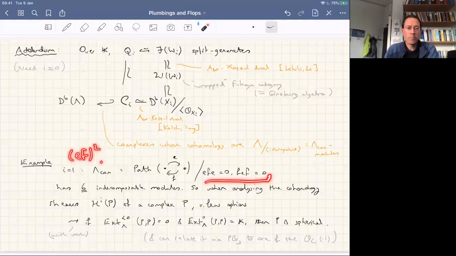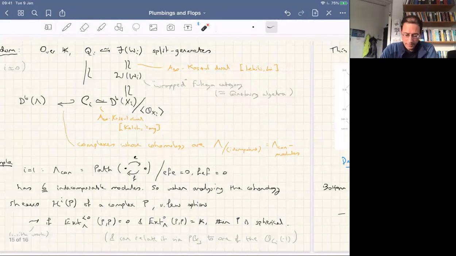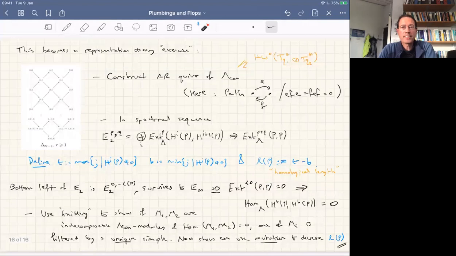Okay, so when you come to think about this spectral sequence I mentioned before, you want to think about the cohomology sheaves of some complex P. So you're really interested in modules over this contraction algebra, and there are just not so many options. And in fact, this final stage of the argument turns into an exercise in tilting theory. So this is obviously not something that I could do. I've been watching Michael Wemyss, my collaborator, manipulate tilting and knitting very fluently. So you construct the Auslander-Reiten quiver of this particular contraction algebra, okay?